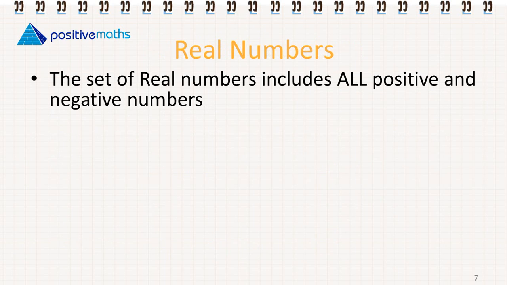Real numbers. The set of real numbers includes all numbers. So it's all positive and all negative numbers. Really, any number that you can think of is a real number. The symbol is the capital letter R. Again, sometimes we can see it written like that.